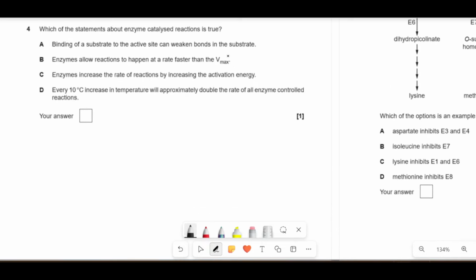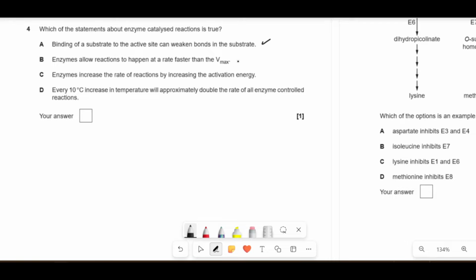Next, then, it says which of the statements about enzyme catalyzed reactions is true. Binding of a substrate to the active site can weaken bonds. That is true. Enzymes allow reactions to happen at a rate faster than Vmax. Well, no, because Vmax is the point at which the enzymes can maximize the rate until something else becomes a problem.